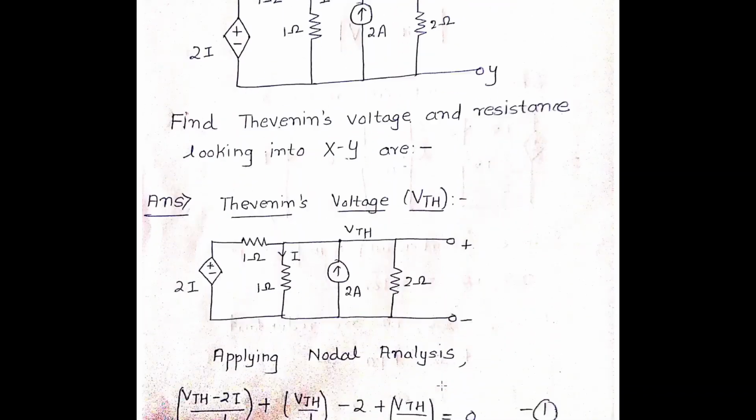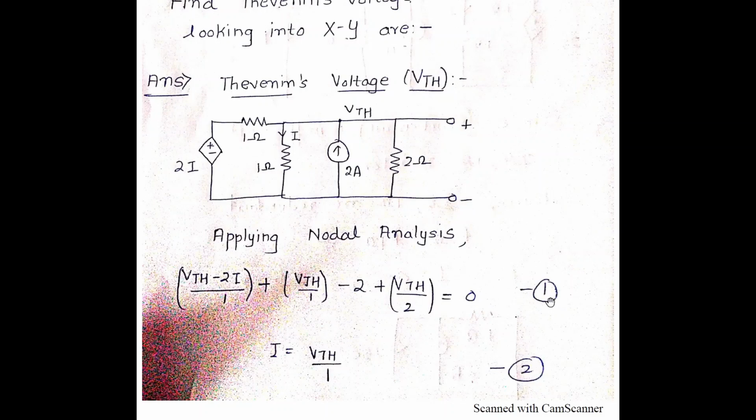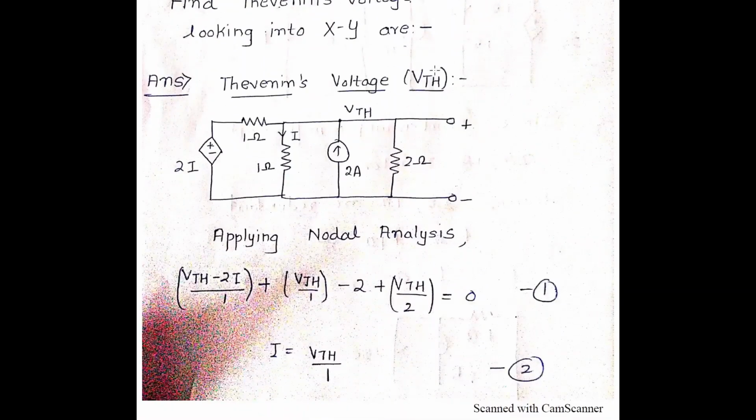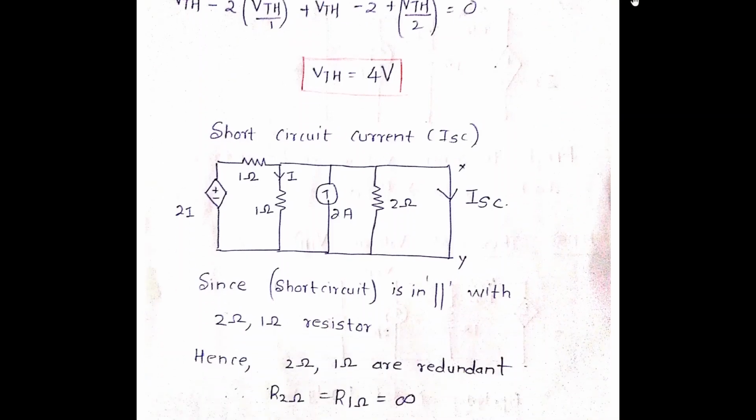So basically we have got the first equation as this. Then your I, if you look at this, is equal to what? VTH upon 1 ohm, right? Because the 1 ohm is in parallel with the open terminal voltage VTH. Hence your I will be equal to VTH upon 1. Now substituting this I value, I equal to VTH upon 1, in equation 1, so substituting 2 in 1, we have I equal to VTH in 1. Hence you will get the final answer as VTH is equal to 4 volts.